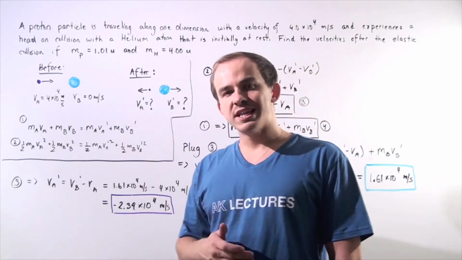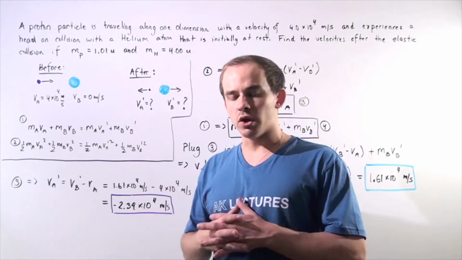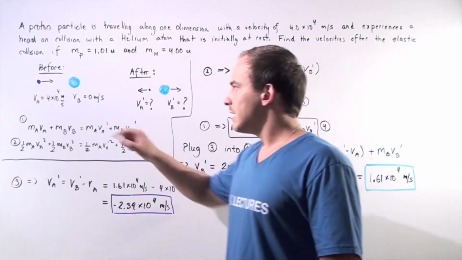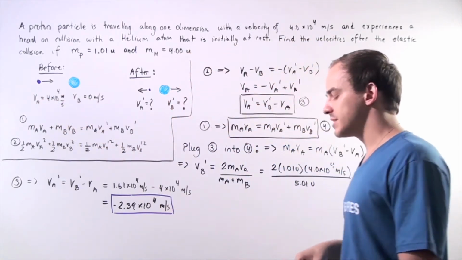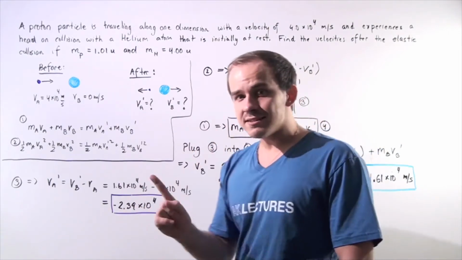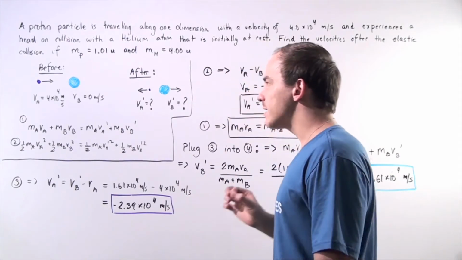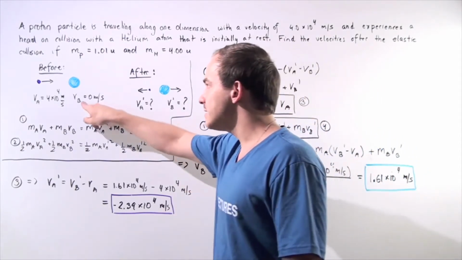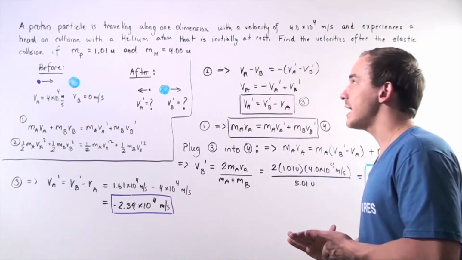So let's suppose that a proton particle is traveling along one dimension, let's say along the x-axis, and it has an initial velocity given by VA equals 4 times 10 to the 4 meters per second. Now, this proton collides elastically with the following stationary helium atom. So our helium atom's velocity, VB, is 0 meters per second before our collision takes place.